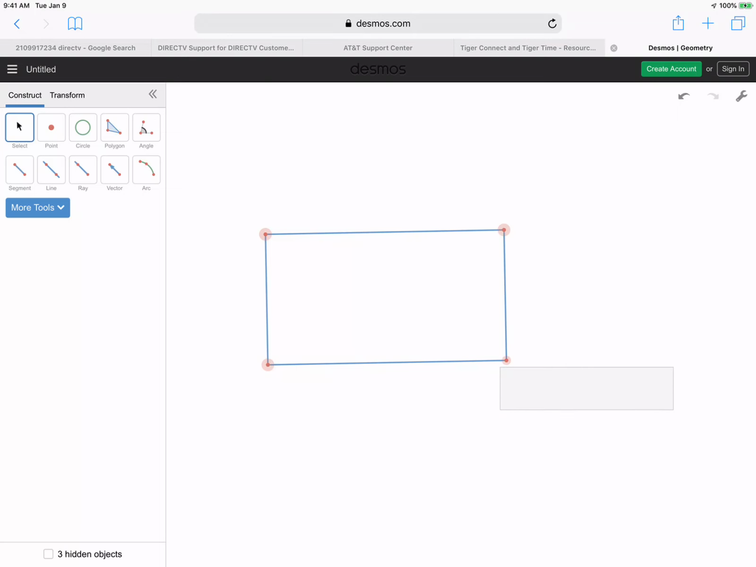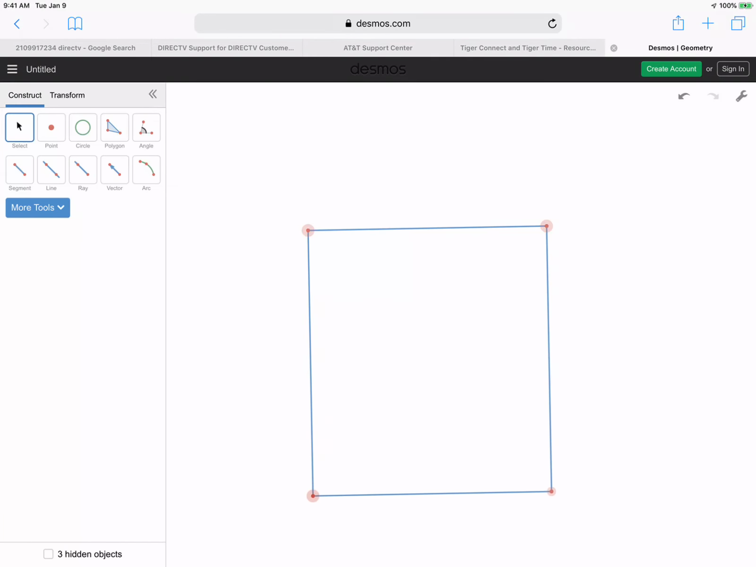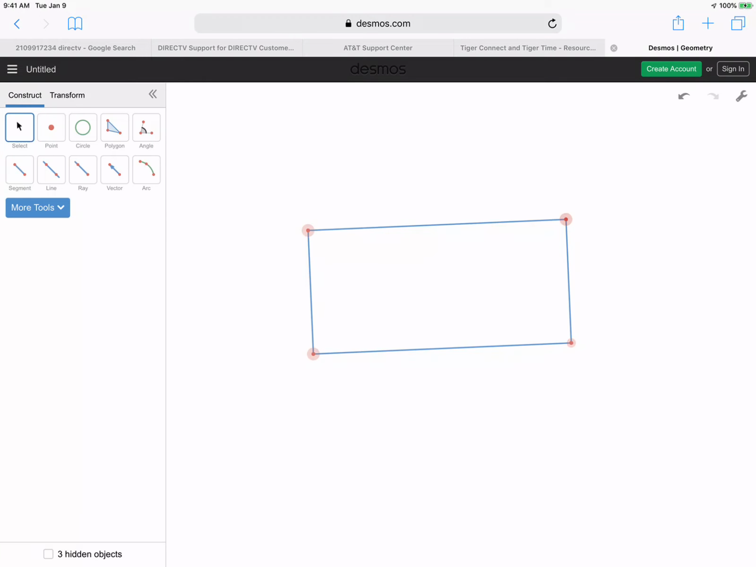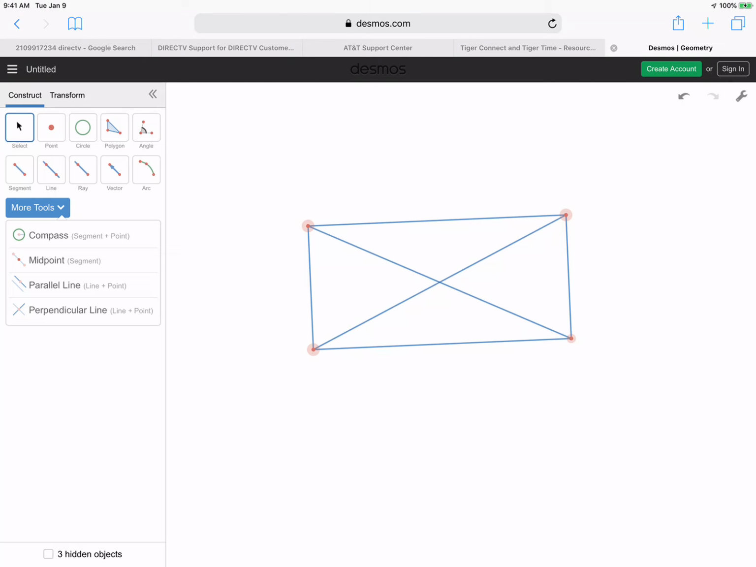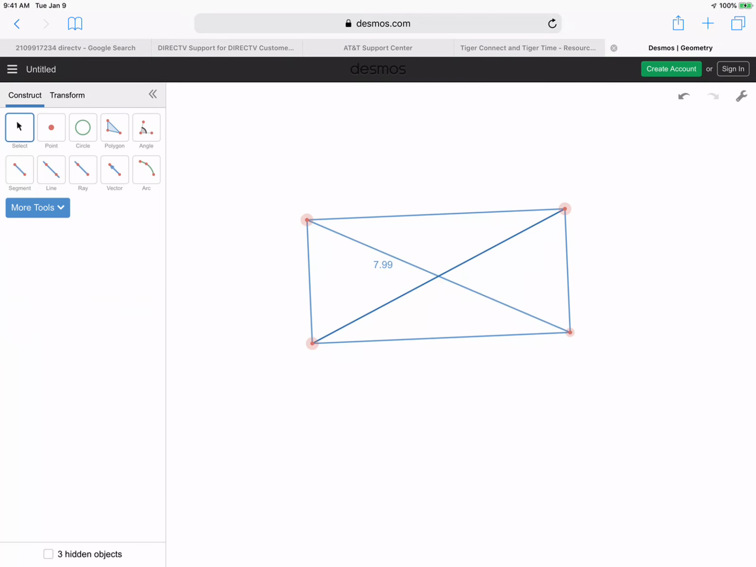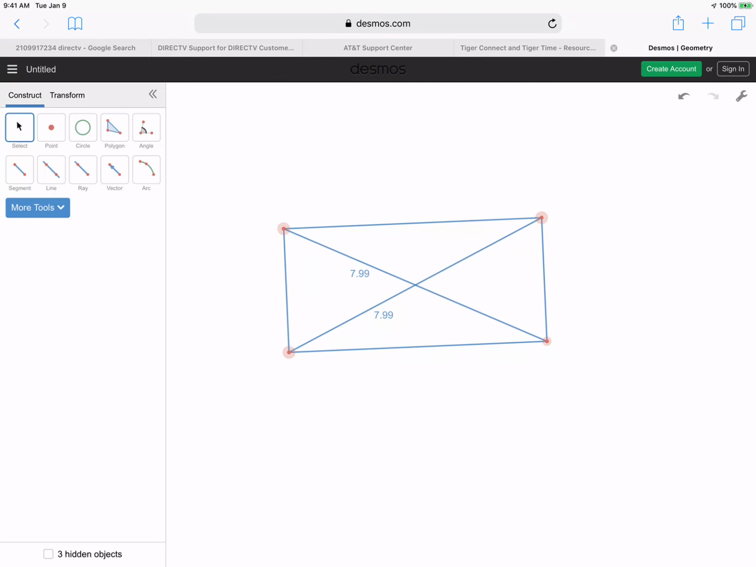So here I've constructed a rectangle, and I can make it any size rectangle I want, but this will always be a rectangle no matter what I do to it. So what I'm going to do is put in the diagonals, and then next I'm going to go ahead and measure the diagonals. So I'm going to measure that right there, and that one is 7.99, and I'm going to measure this length. That one is also 7.99, and it's not a coincidence.